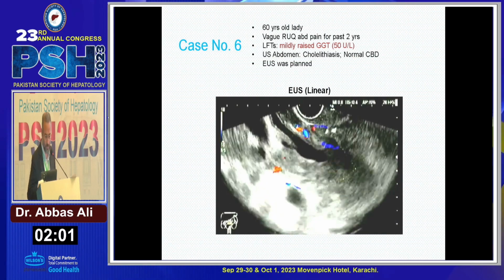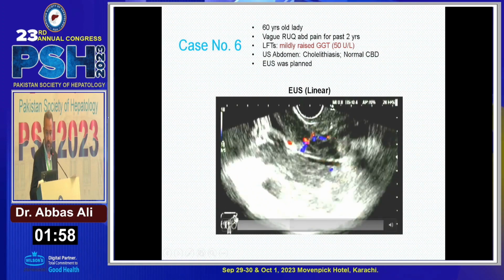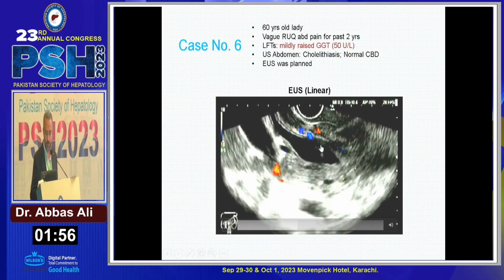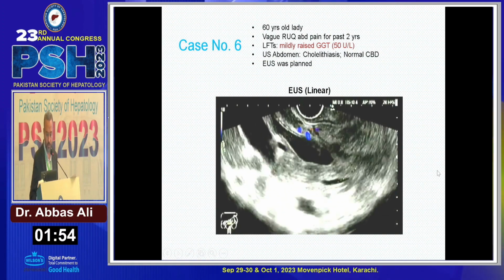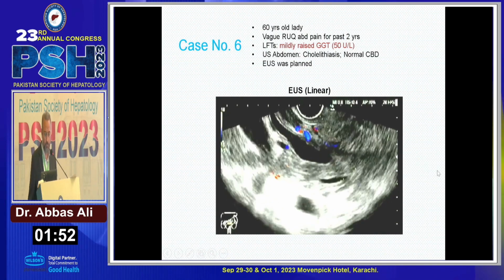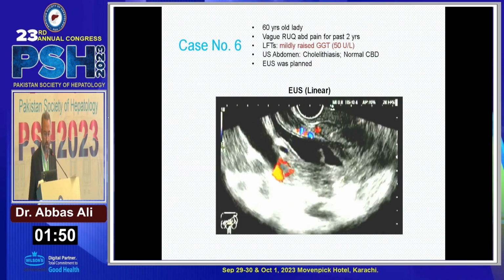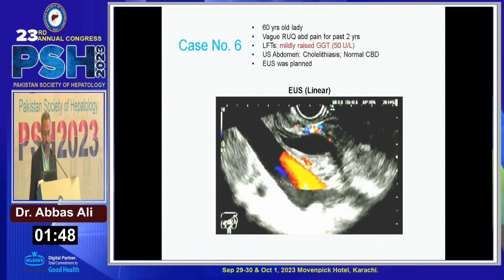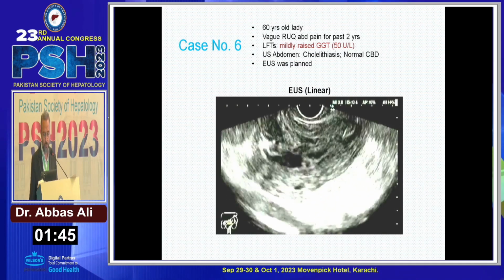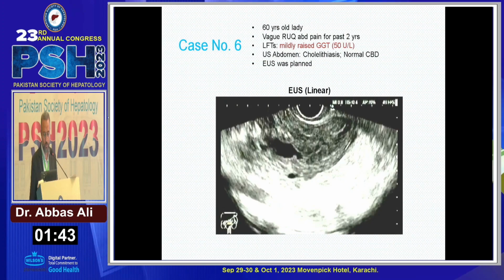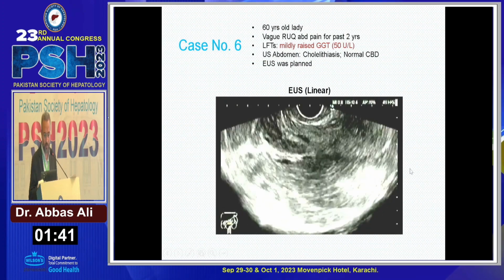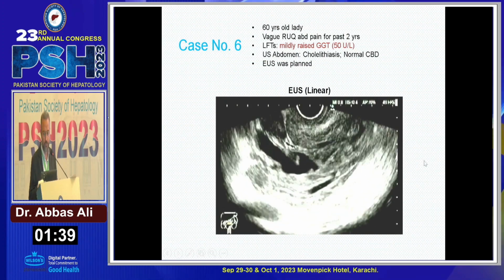And this is some structure in the distal CBD. It is some linear structure moving from one wall to another. We were just wondering what this could be. Could it be some linear stone or a septum or a worm? We were confused. We did not know what this was. So we needed some other investigation to confirm what this was.